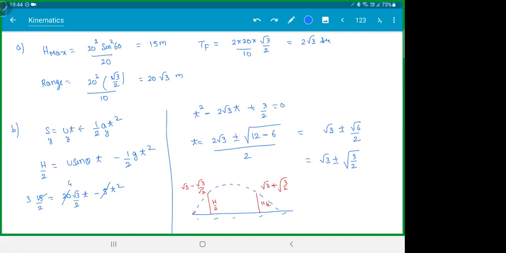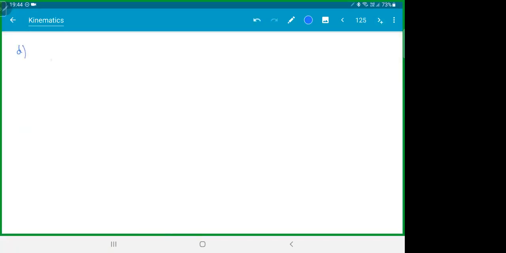Find the time and this thing. Which formula are we talking about? This formula. Tan alpha is equal to u sine theta minus gt by u cos theta.